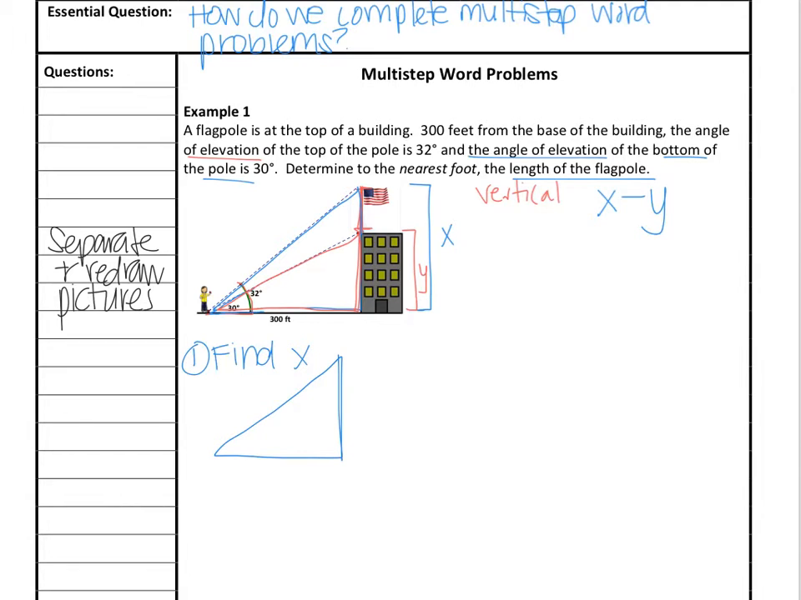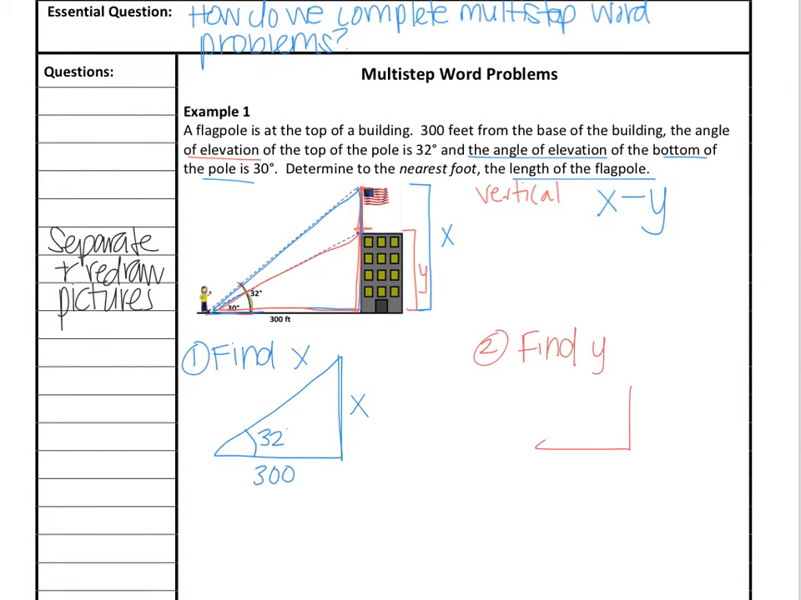And that was the big triangle where we had X as the height. We have 300 feet as the base. And all the way up to the top of the flagpole, remember, was 32 degrees. I'm also going to set up how to solve for Y, so that way we have that picture drawn and you can kind of move ahead if you get done with finding X.